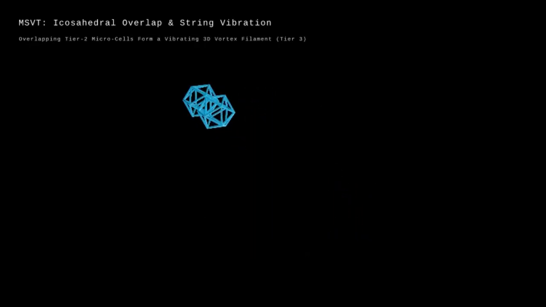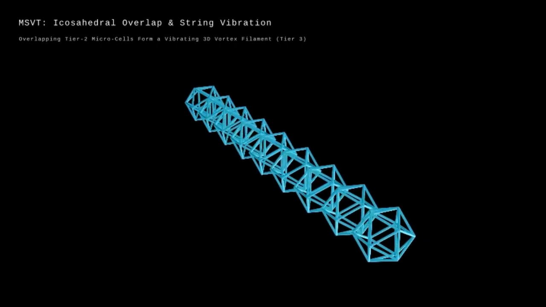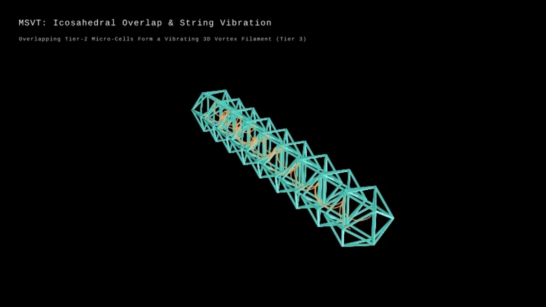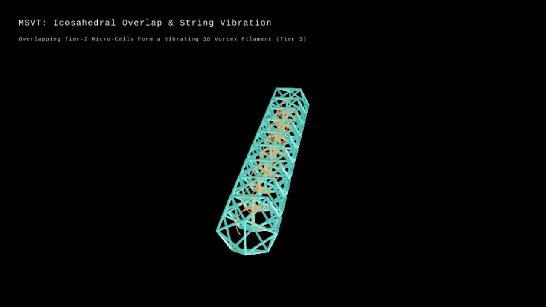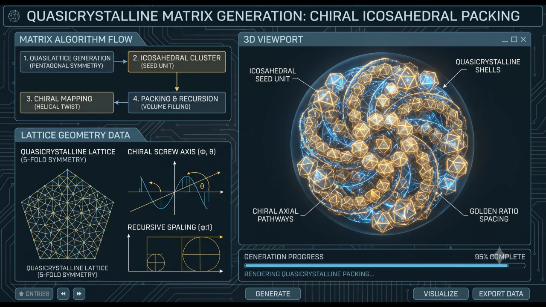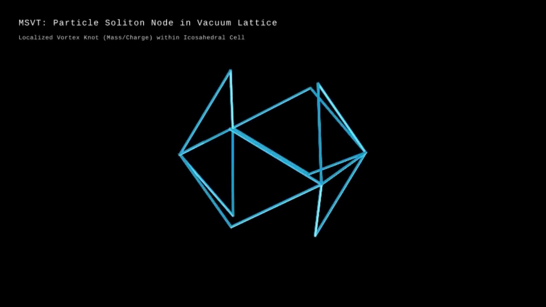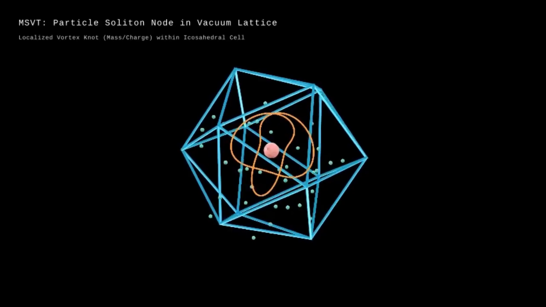This forms vortex filaments, physical, three-dimensional strings woven out of phase-locked microcells. Unlike standard string theory, which relies on abstract zero-thickness lines vibrating in unobserved extra dimensions, MSVD filaments are three-dimensional fluid tubes embedded in physical space. Their vibrational modes, specifically circularly polarized Kelvin waves, give rise to the quantized properties of energy. At tier 4, we reach matter itself, the soliton.